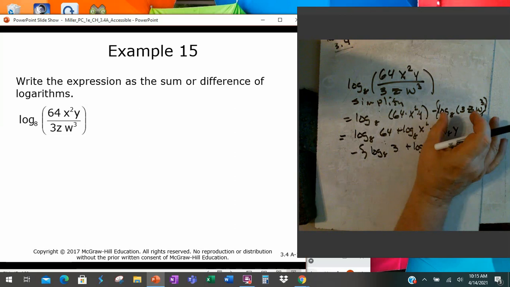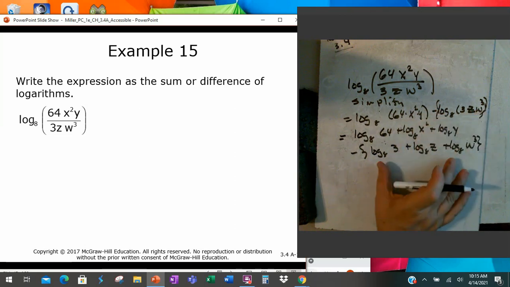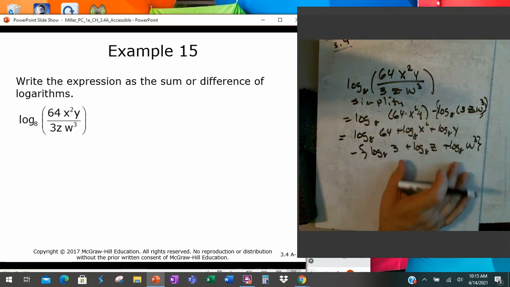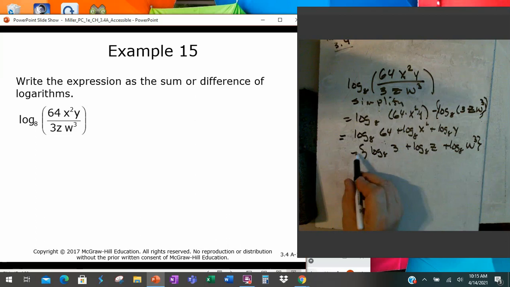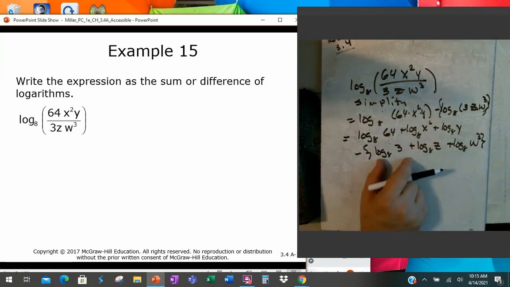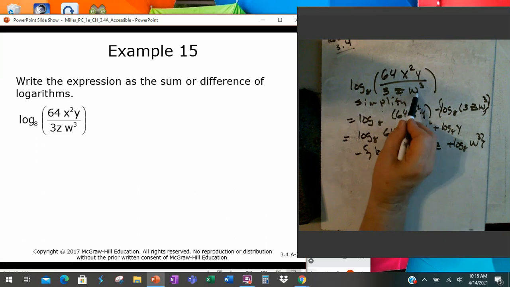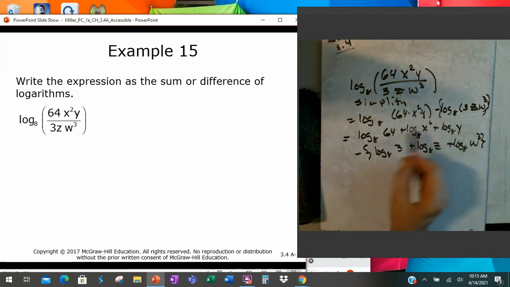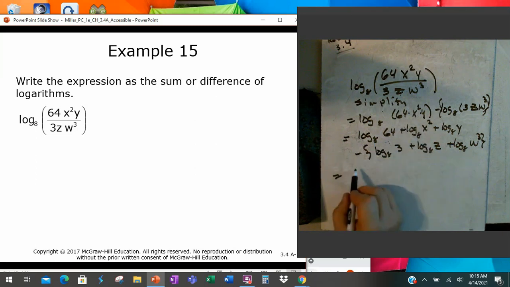So this piece, if it was up top, multiplication goes to addition, but that's going to switch all of these signs to turn everything into subtraction. Because we're dividing by that, we're dividing by that, we're dividing by that, okay? So now I want to go through and look at powers. Here's an x squared, and I want to simplify those.